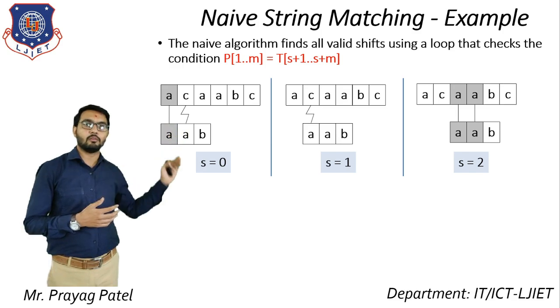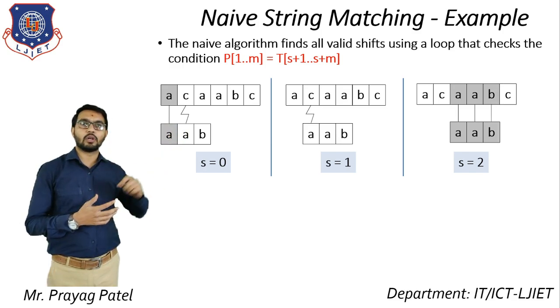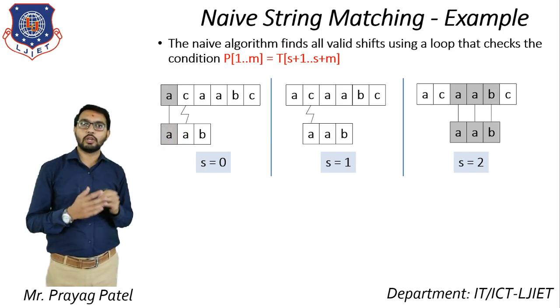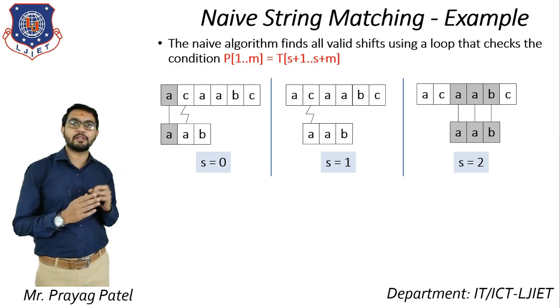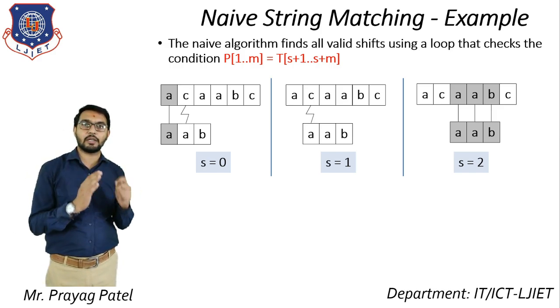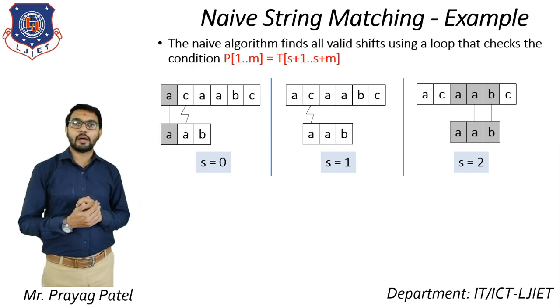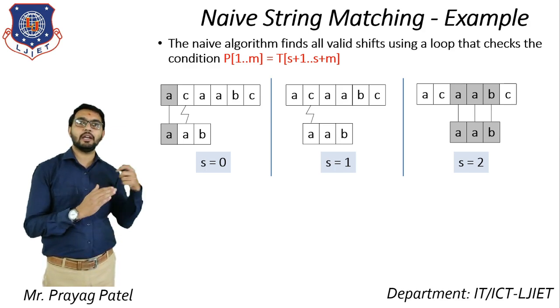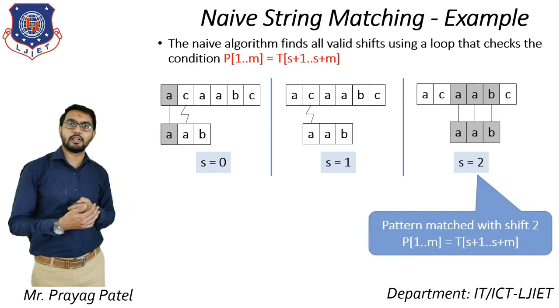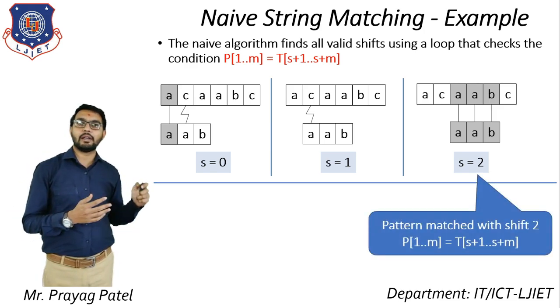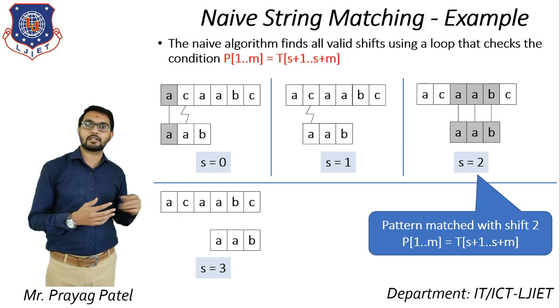Now next, A compares with A. Now B compares with B. So here B in text and pattern match. So your pattern matches with the shift S equal to 2. Now this process will repeat until the n minus m step. So here the next step is the n minus m step, meaning up to the last step.